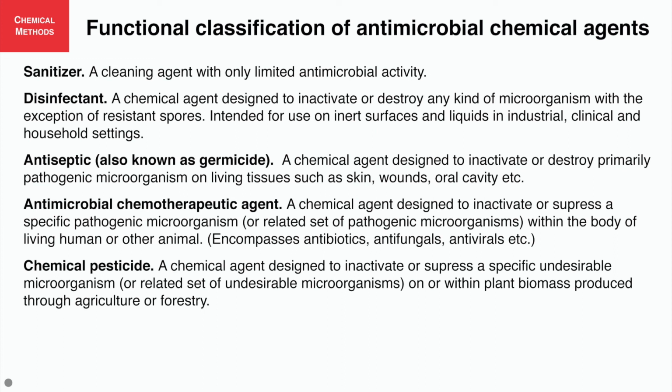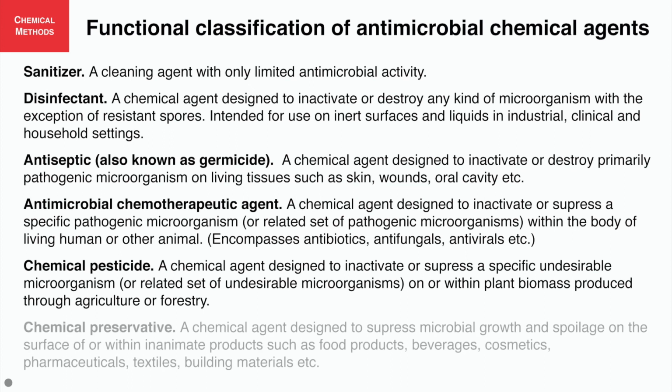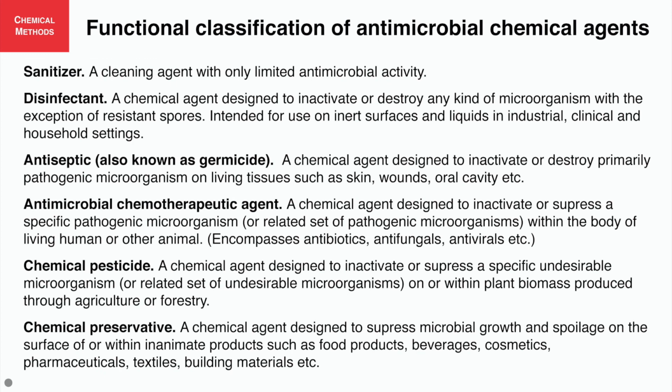Chemical pesticides are antimicrobial chemical agents that are used to control undesirable microorganisms in agriculture and forestry. Chemical preservatives are antimicrobial chemical agents used to suppress microbial spoilage. This category of antimicrobial chemical agents will be discussed further in another lecture. Note that some chemical compounds can belong to more than one category.